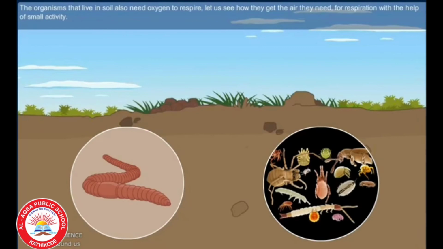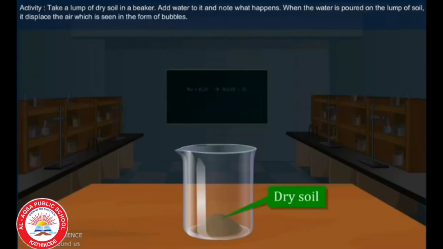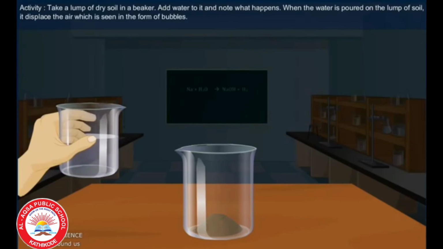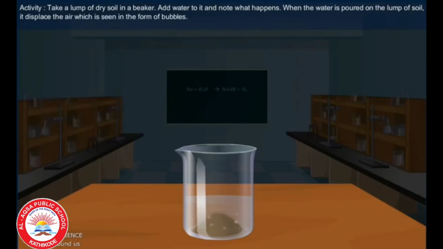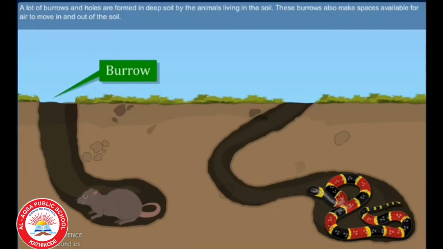Do you know how the animals that live in soil get the air? Let us perform one activity. Take a lump of dry soil in a beaker. Add water to it and note what happens. Do you see bubbles coming out from the soil? Yes, these bubbles indicate the presence of air in the soil.